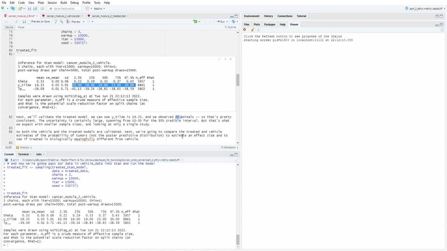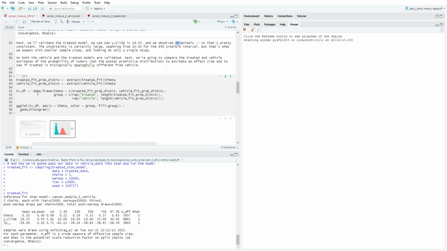So now we get to compare the treated and the vehicle estimates to calculate what we would call an effect size. And so what we're going to use is the theta distribution. So we're going to use this information, and actually we're going to extract it from the model itself. Okay, so you can see here in this line, we have the treated fit prob distro.